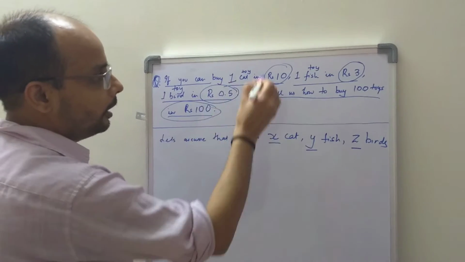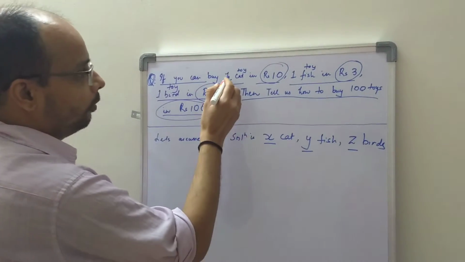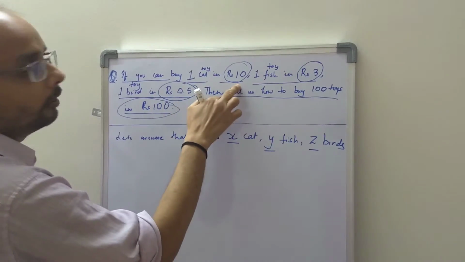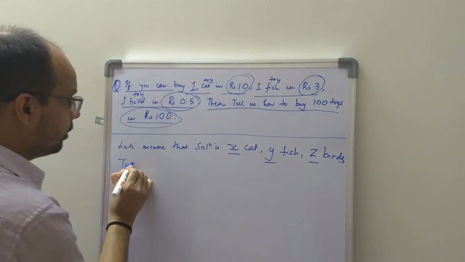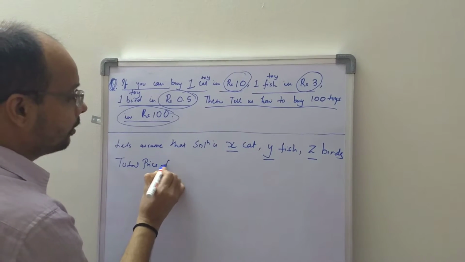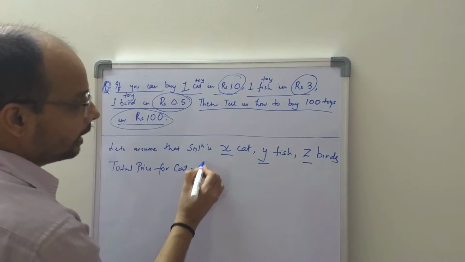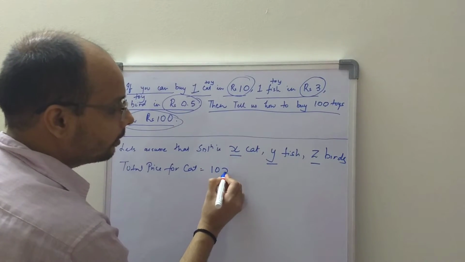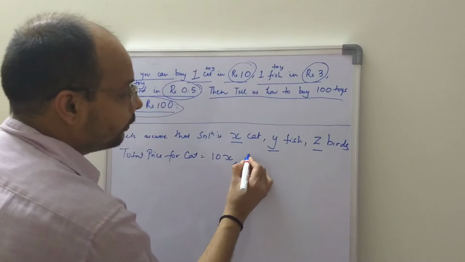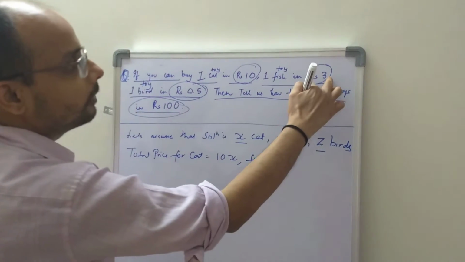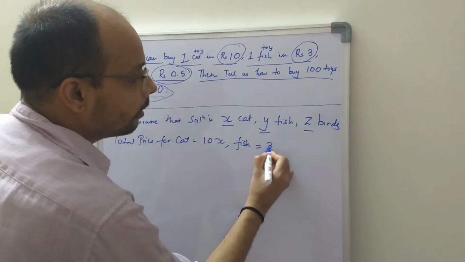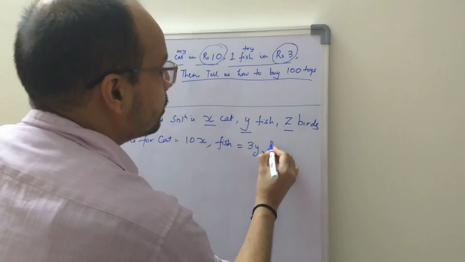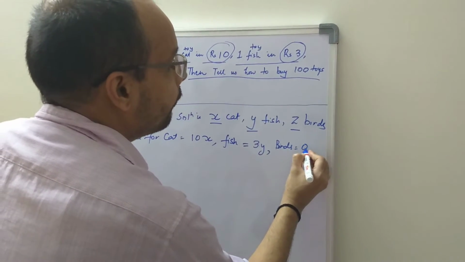How does this number relate to our equation? So the toy cat, one cat is rupees 10. So the total price for cats is how much? 1 is for 10, then x cats is 10x. Similarly, fish will be: each fish is rupees 3, y fish is 3y, and z birds, each bird is 0.5 rupees, so z birds is 0.5z.